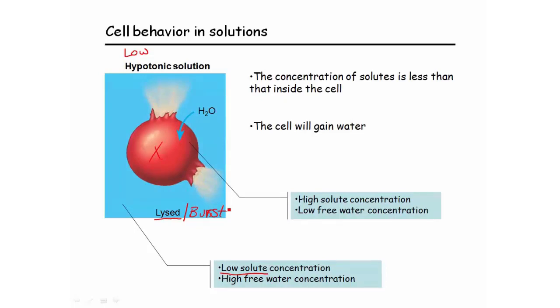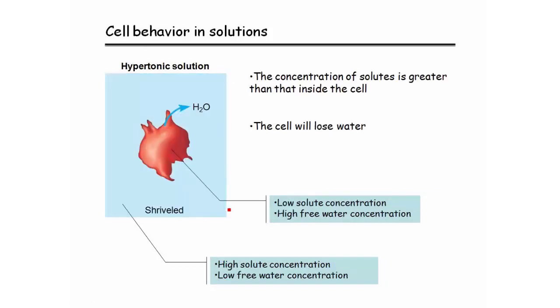At the other end of the spectrum, we have the hypertonic solution. Hyper means high, so if you think hyperactive, and this high is referring again to the solute concentration in the solution. So we have a high solute concentration, and that means we have a low free water concentration in comparison to inside the cell. So again, water moves high to low down its concentration gradient. In this case, it means that the water is actually going to move out of the cell. So we're actually dehydrating or removing water from the cell, and we end up with a shriveled cell.